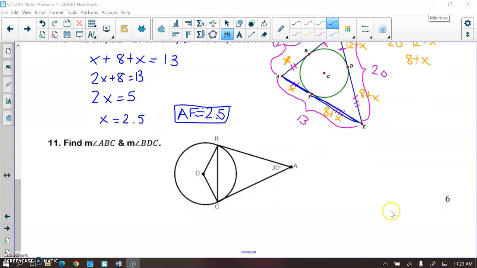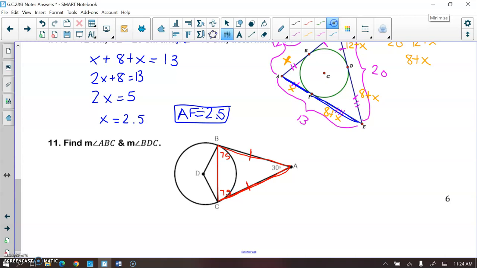Okay, so looking at my next one, I want to find a couple of things here. These lines are tangent, AB and AC, and they're intersecting at the same exact point on the outside of the circle. So this triangle here is actually an isosceles triangle. In isosceles triangles, the base angles are congruent. So if I do 180 minus 30 divided by 2, I get that these angles are 75 degrees.